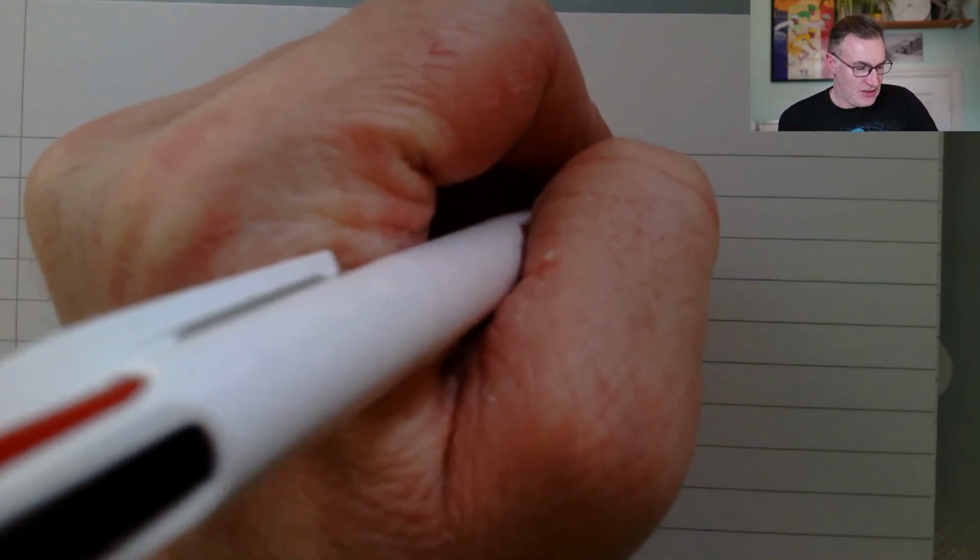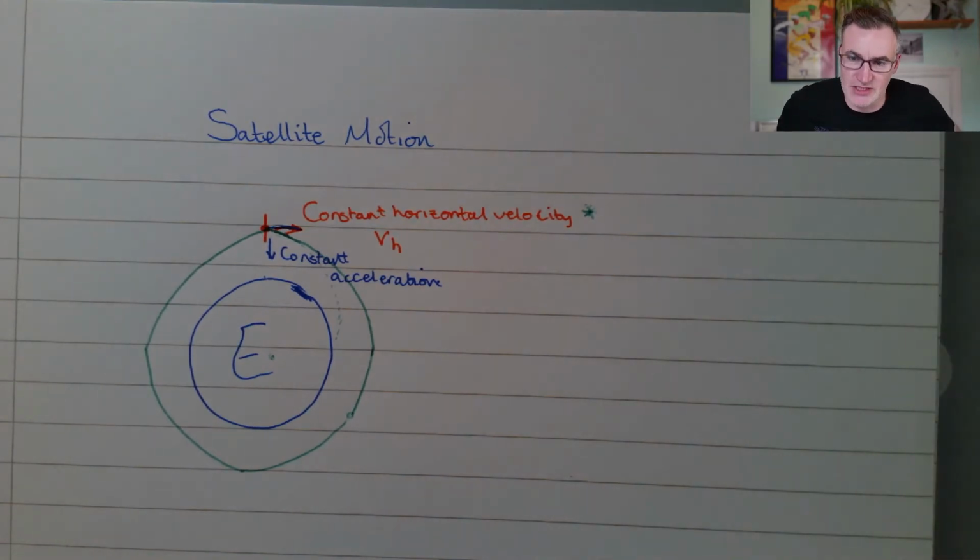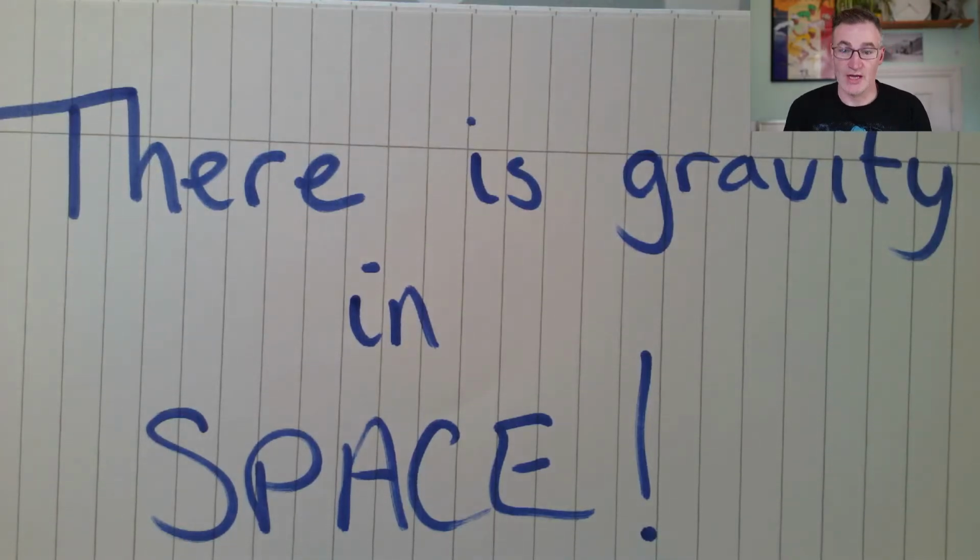It can achieve this constant horizontal velocity, not because there is no gravity in space. There you go. I hope that makes it clear. There is gravity in space. Now, I'm not saying that you cannot go anywhere in the universe, in the galaxy, or wherever, where you will find no gravity. That's not what I'm saying. You can go to places where there is minimal amounts of gravity. You can go to places where there is strong gravity. But generally, if we're talking about satellites, we are going to say that there is gravity there.